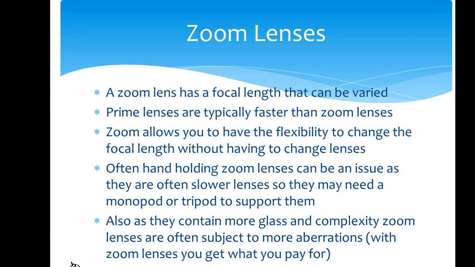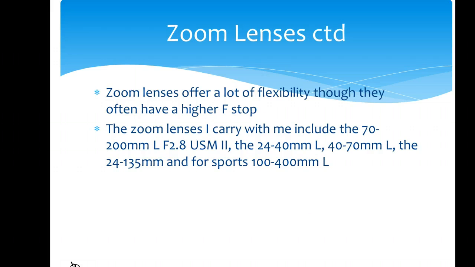They're often bigger lenses, so you may need a monopod or a tripod to support them. Because they contain more glass and complexity, they are often subject to various aberrations, and that's something we talk about in the lesson. We talk about chromatic aberrations where you get fringing and stuff like that occurring. I said zoom lenses offer a lot of flexibility, but often have a higher f-stop, so something to be aware of.